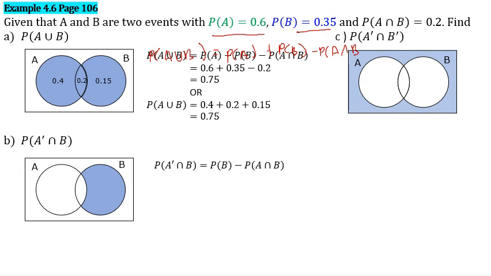For part B, P(A complement and B). A complement is the area outside of A, and B. So the intersection here is the area of B outside A. So it equals P(B) minus P(A and B). P(B) is 0.35 minus P(A and B) 0.2, and we got 0.15.